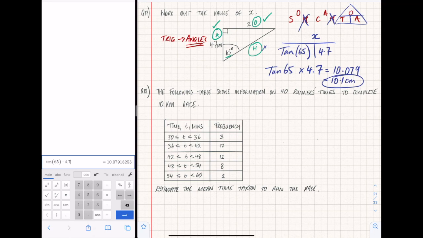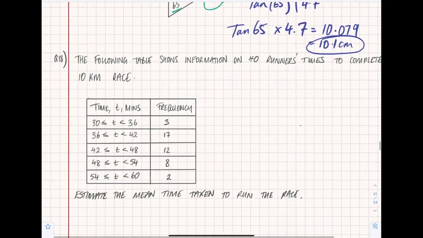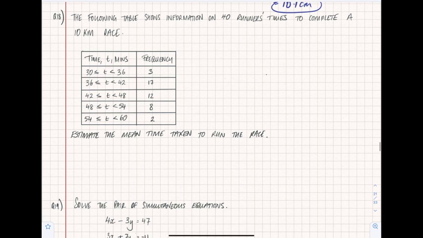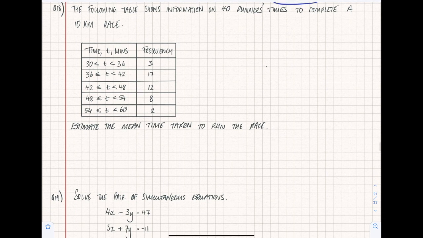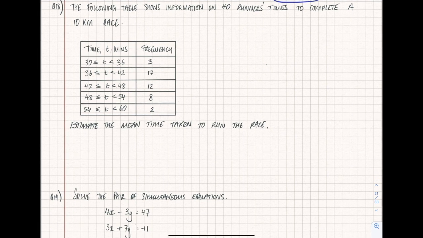Okay, right, next one then, just going to make this bigger so you can see it. Next one here is question 18. We're looking at estimating the mean. So when you see something like this, where it's got inequalities here, this basically tells you that 30 to 36 minutes, it was 3 people that took between 30 and 36 minutes to run this race.